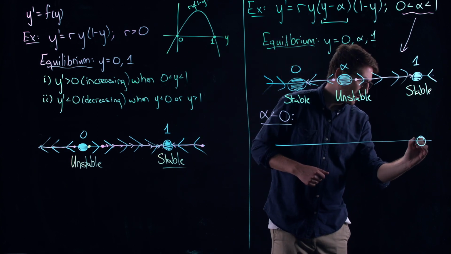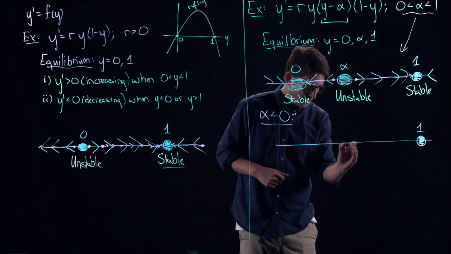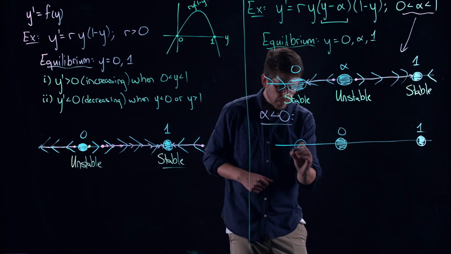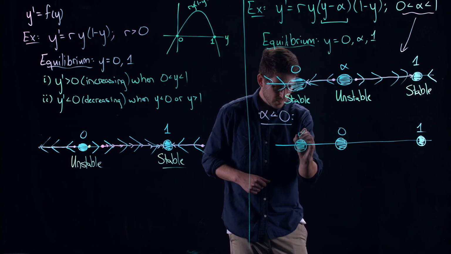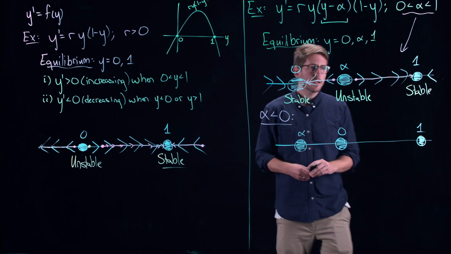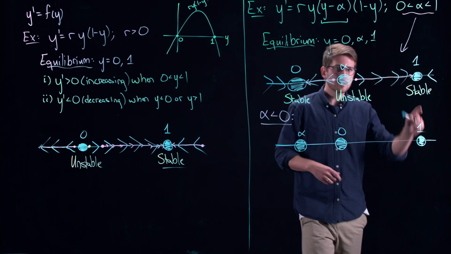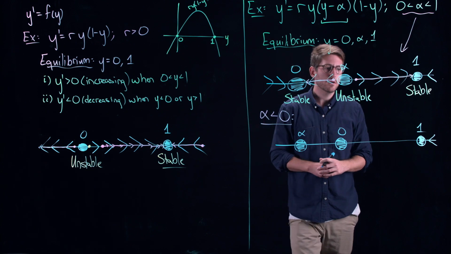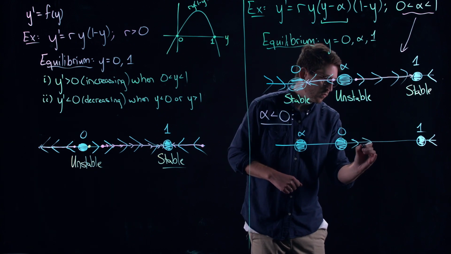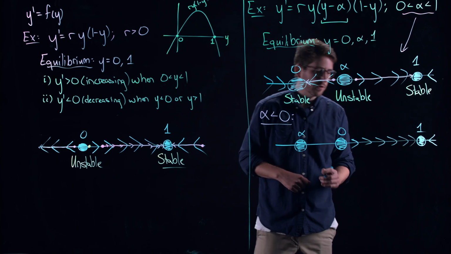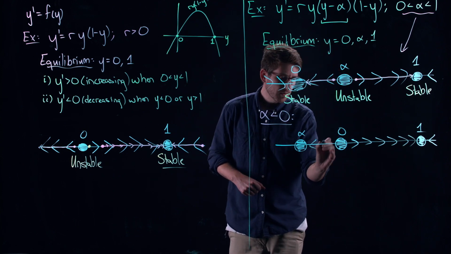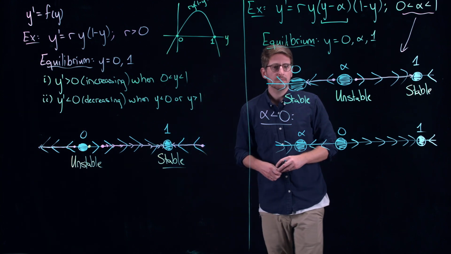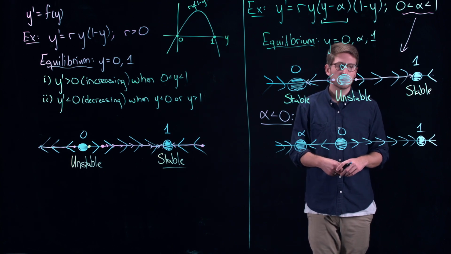So I still have 3 equilibria. I have 1. Now I have 0, and now I have alpha over here. Similarly, I still have that same sort of standard S shape, and so I still get that beyond 1 I'm moving to the left. Between 0 and 1, I'm moving to the right. Between alpha and 0, I'm moving to the left. And below alpha, I'm moving to the right.